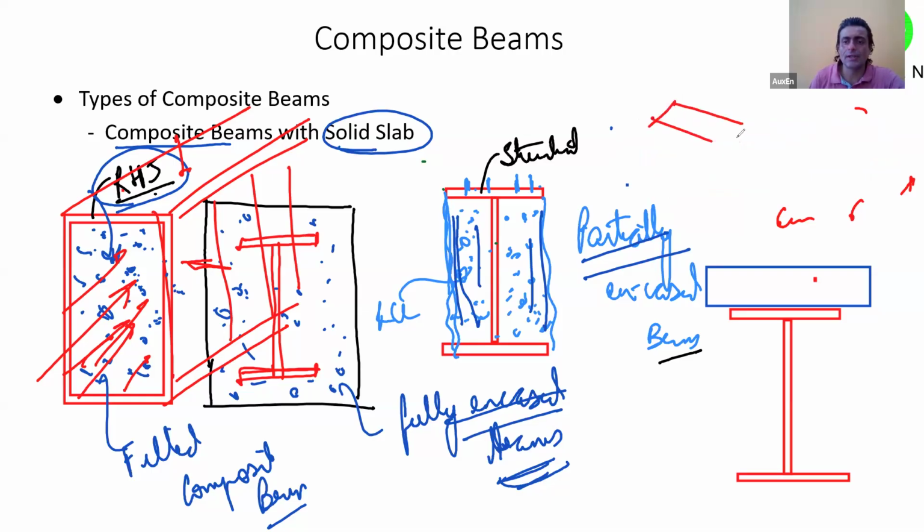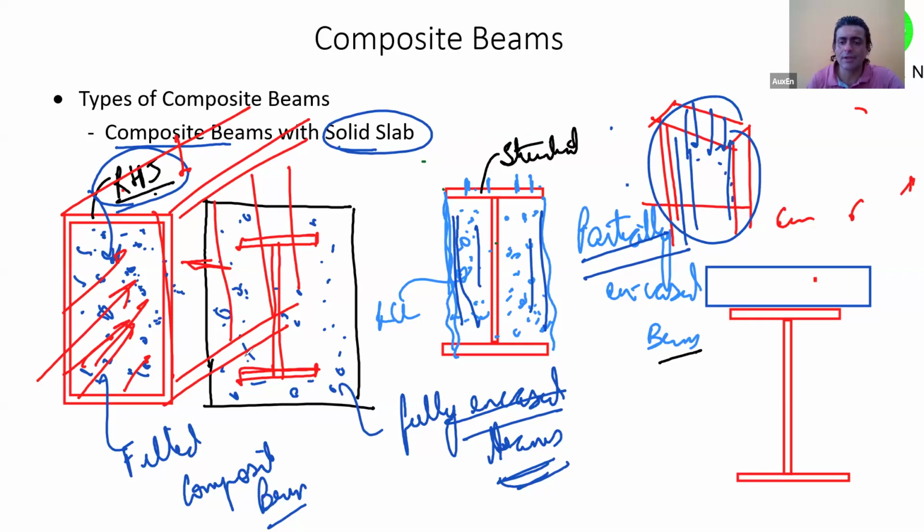That means, let's say you had this hollow section, you cast it first in a workshop or wherever. That time you do a vertical casting. That means you cast it from here, and then once this piece is ready, you just put it on site wherever required. You got my point? So this can be one way of using an RHS or a filled composite beam on site. Otherwise, for partially encased or fully encased or composite beams with slab, you can do easy filling.